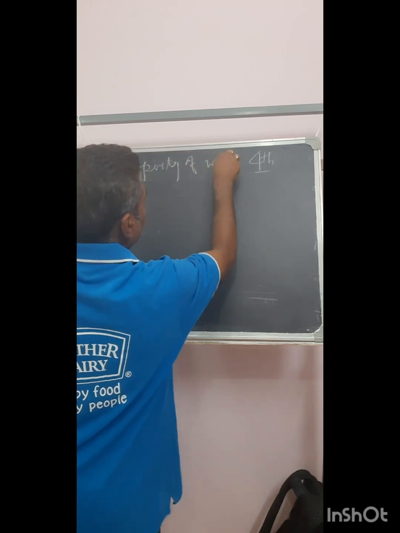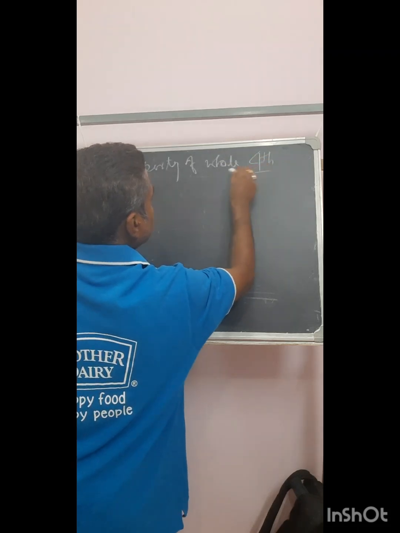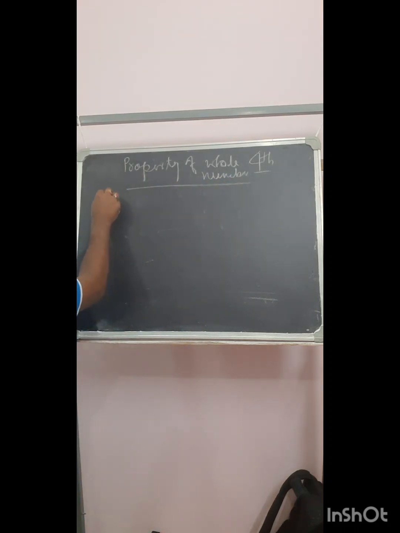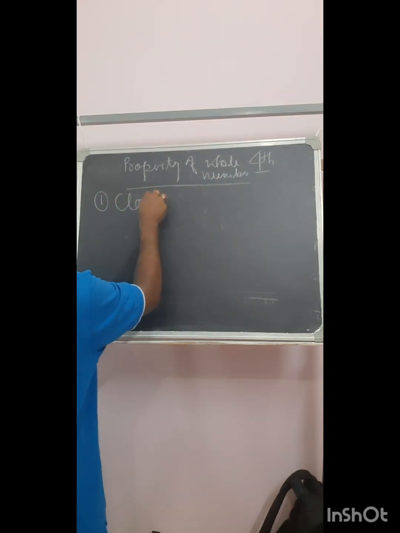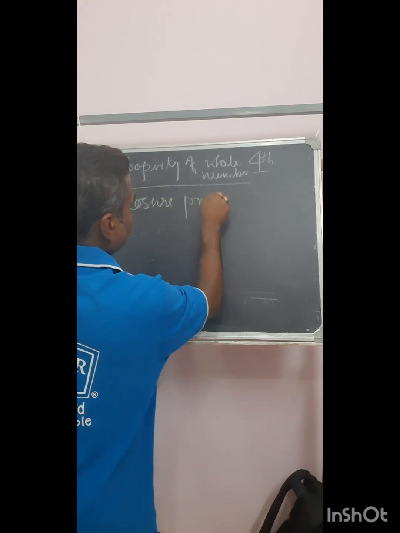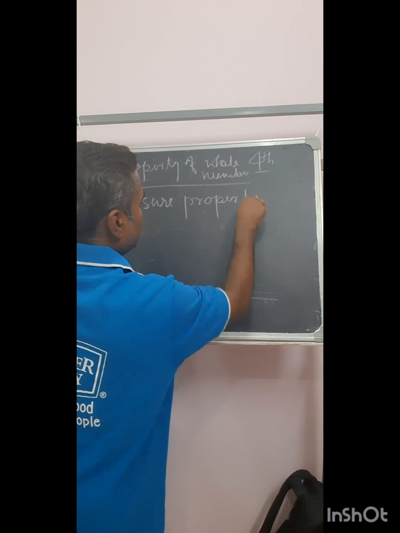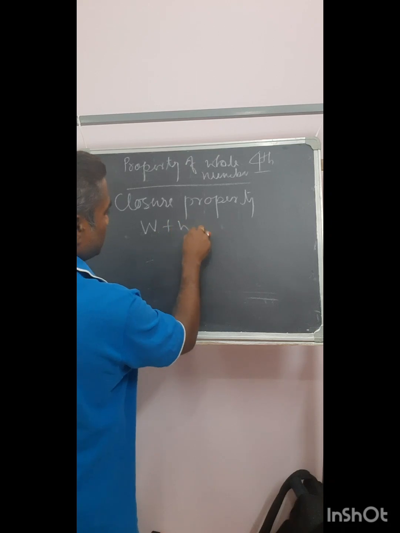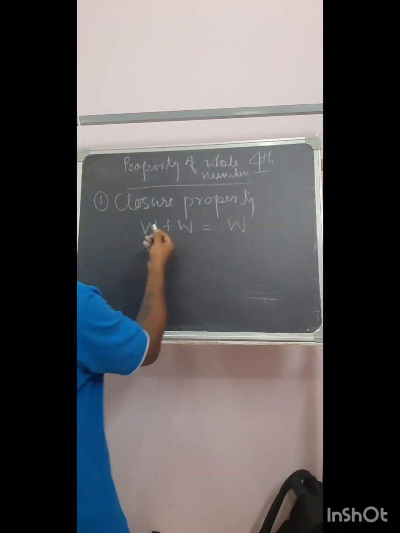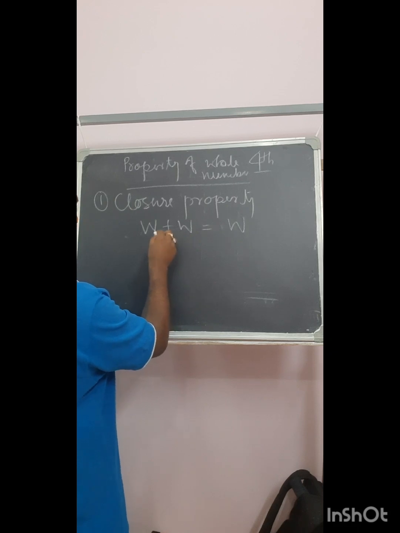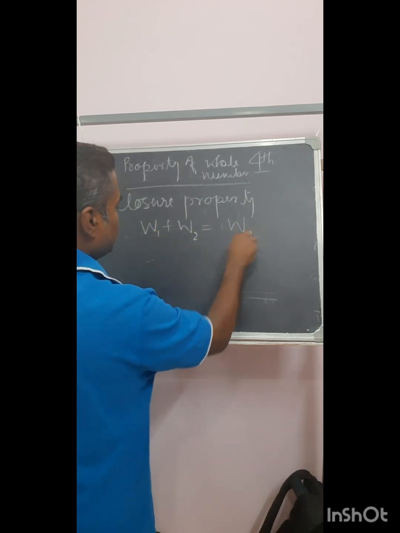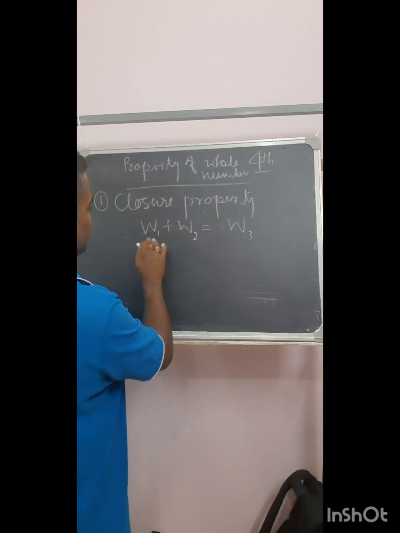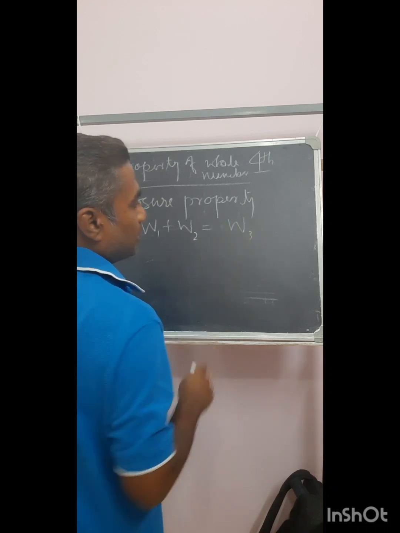Okay, so the first property is the closure property. What is that? The closure property says if I add two whole numbers, I will get another whole number. If I want to represent it differently, I will call them W1, W2 and W3, to make you understand these are different whole numbers, not the same. So W1 plus W2, I will get another whole number.